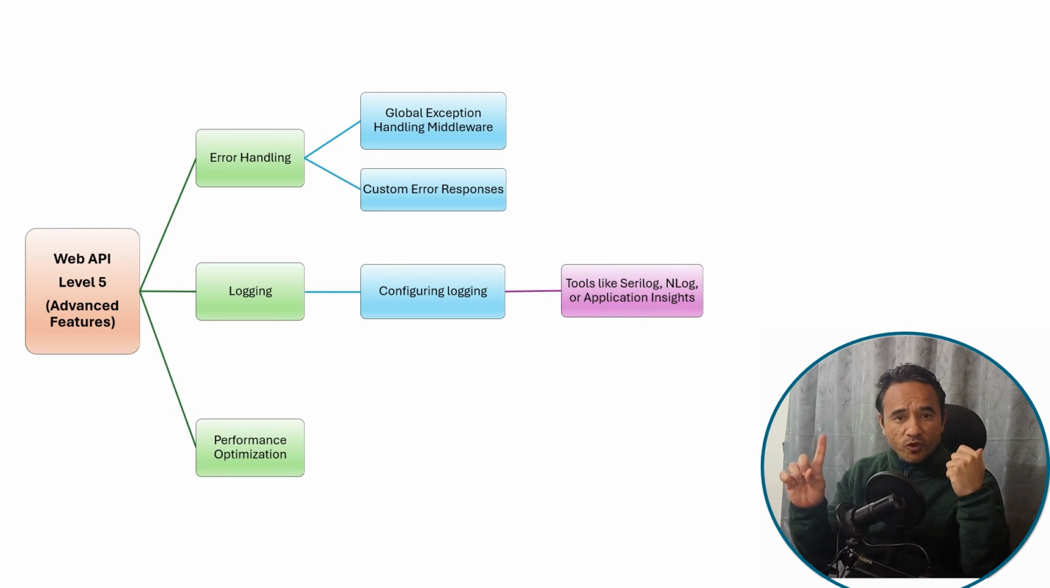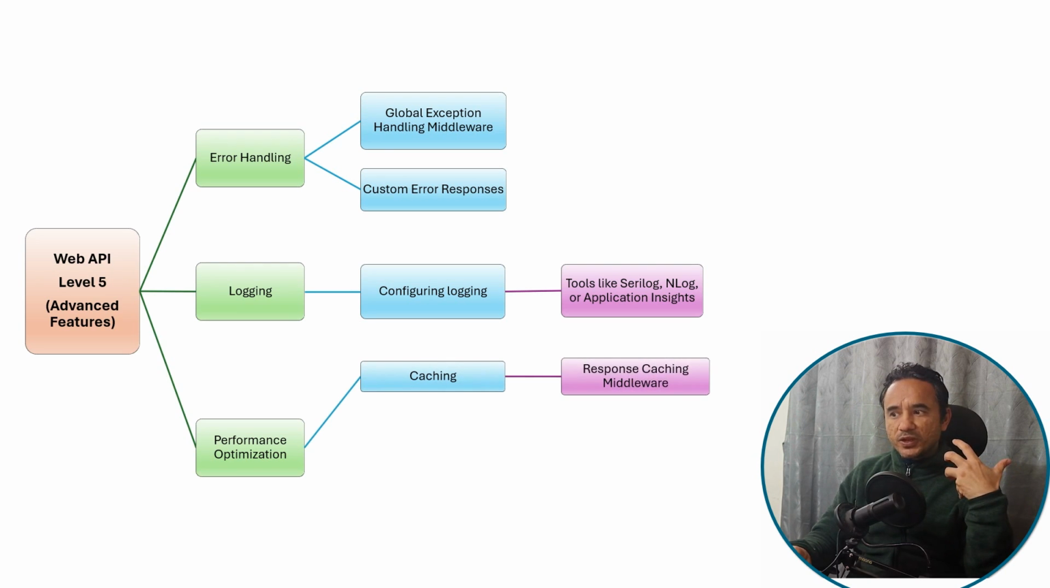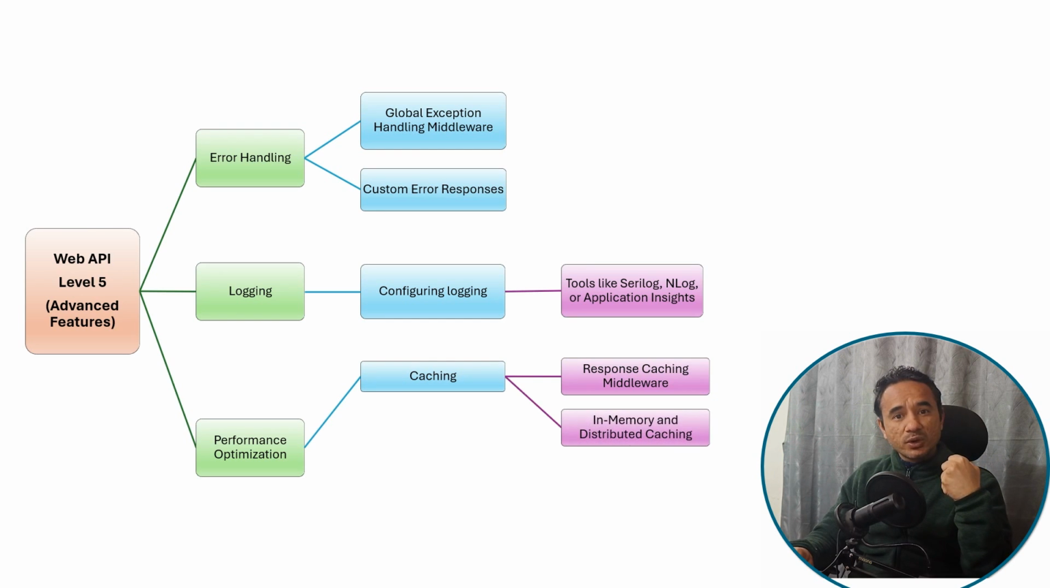Next, performance optimization. Again, very important. Here we can do something for caching. In caching, we can try response caching middleware for temporary storage of API responses. Second, explore in-memory and distributed caching for larger systems or APIs.